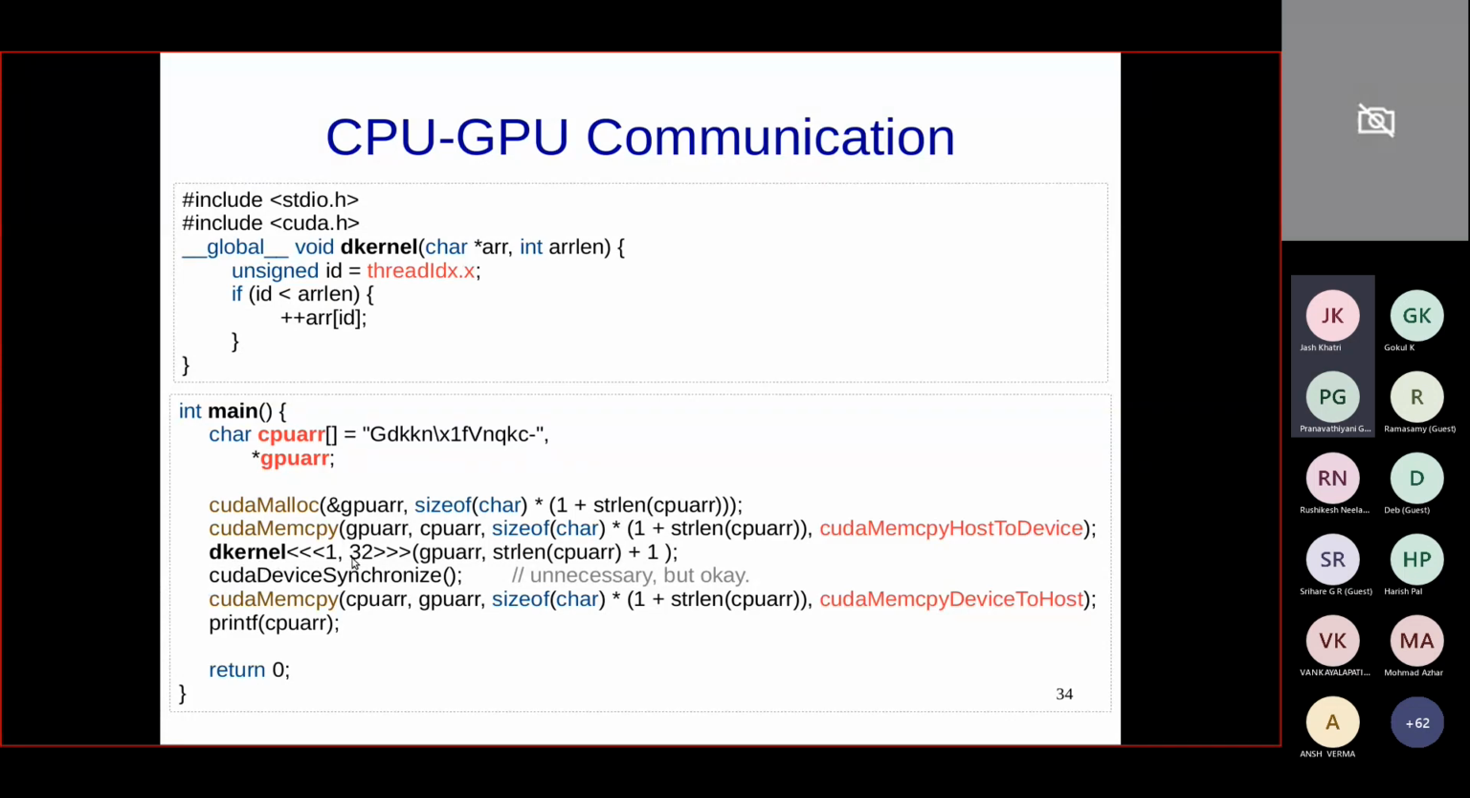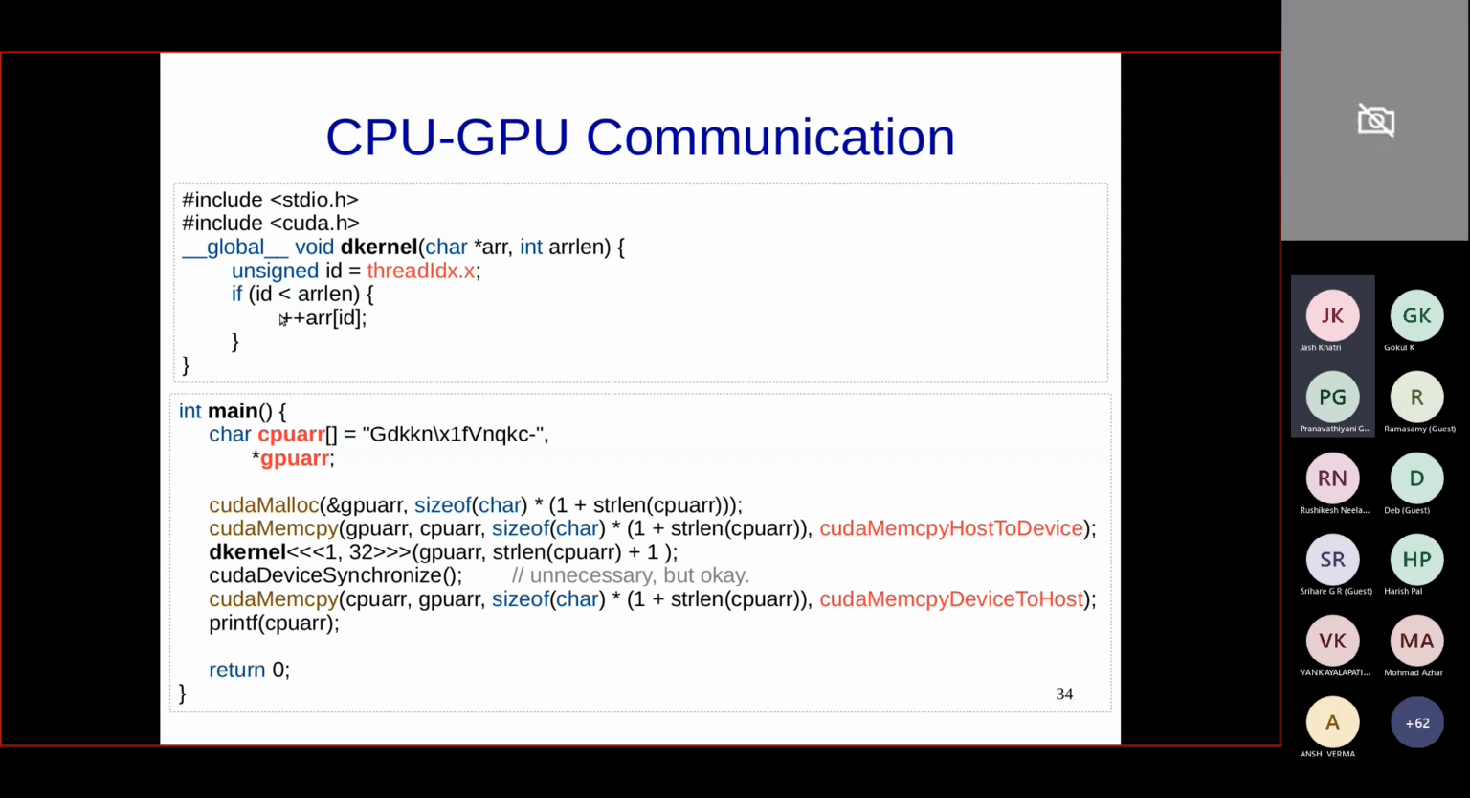We are launching the kernel with 32 threads. We are passing this GPU error, that's also fine. But we are giving this strlen of CPU error, which is 12 plus 1, so 13. And what will happen here is this ARR len is 13. ARR is okay, it's pointing to the GPU string which we allocated here, and we also copied it correctly. But we are going from 0 to 12, so threads 0 to 12 will do this operation.